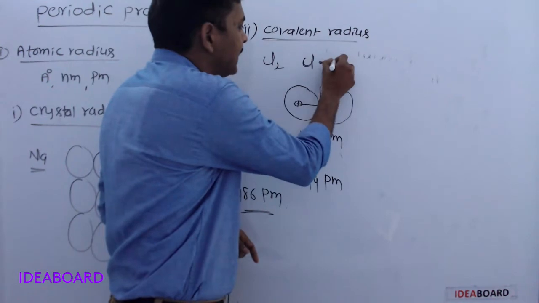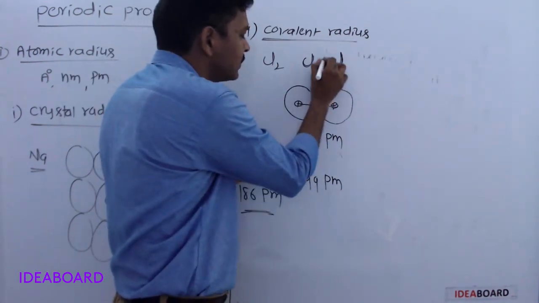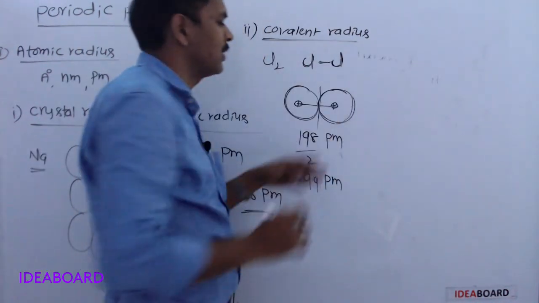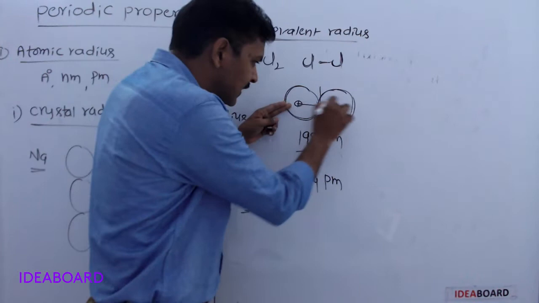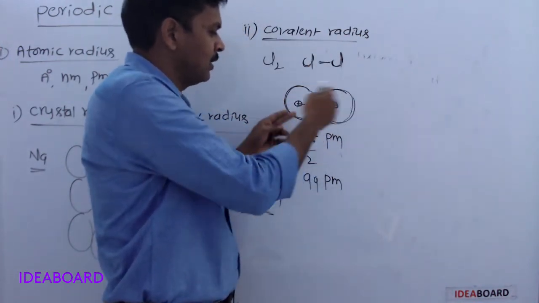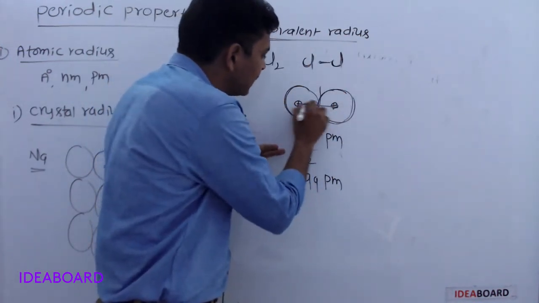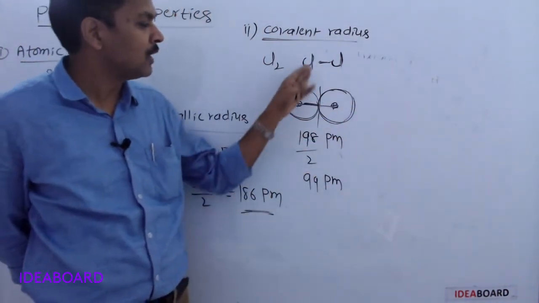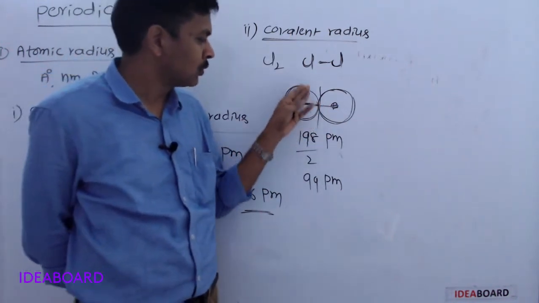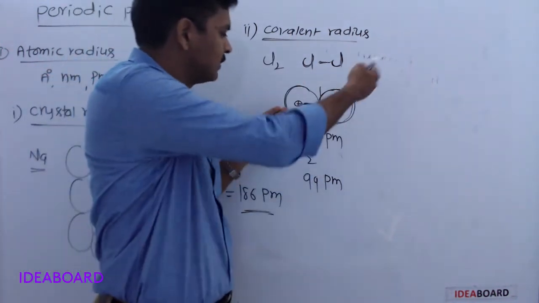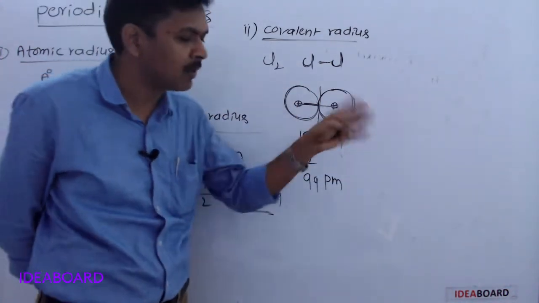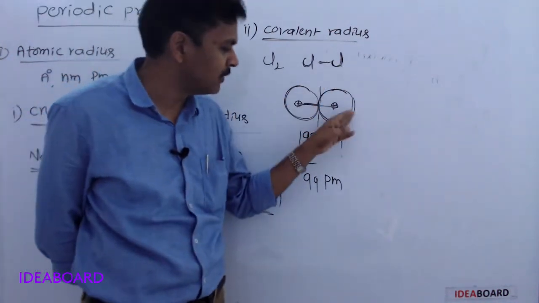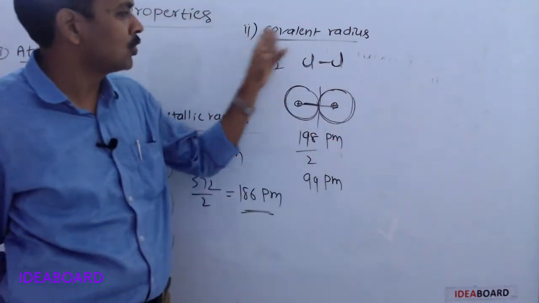In that Cl2 molecule between two chlorine atoms, a covalent bond is present. This is one chlorine atom, this is another chlorine atom. This distance is the internuclear distance. Half of this distance is the atomic radius of that chlorine. So half of the internuclear distance between two adjacent atoms which are held together by covalent bonds is called covalent radius.